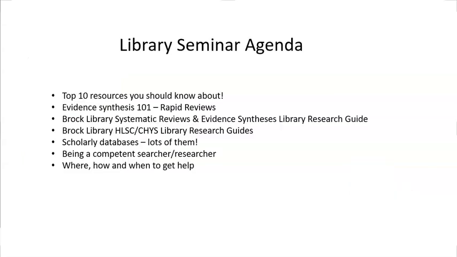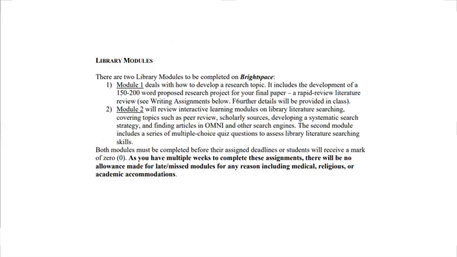Here's an agenda, what we're going to talk about: 10 resources you should know about. We're going to talk about rapid reviews as a type of evidence synthesis. We'll go through the systematic reviews and evidence syntheses library research guide, the health sciences, the CHYS library guide. We're going to talk about scholarly databases. There's lots of them. We're going to go through an exercise of being a competent searcher and researcher, and we're going to conclude by indicating where, how, and when to get help.